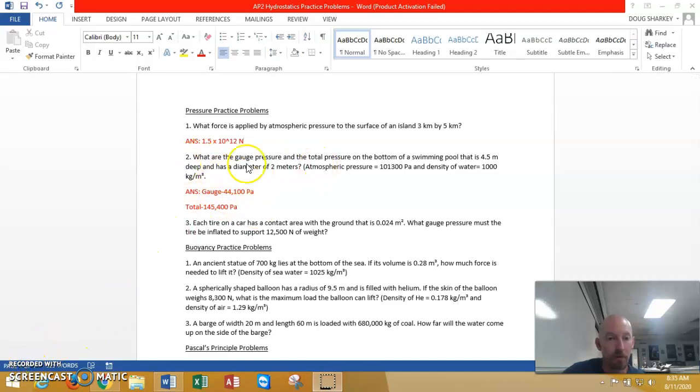All right, number 2. Something about a swimming pool. What's the gauge pressure and then the total pressure at the bottom of the swimming pool? It's 4.5 meters deep. It has a diameter of 2 meters. They tell you what atmospheric pressure is in pascals. And here's the density of water. These are the answers.